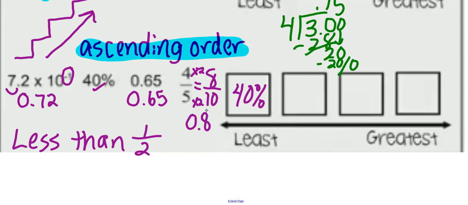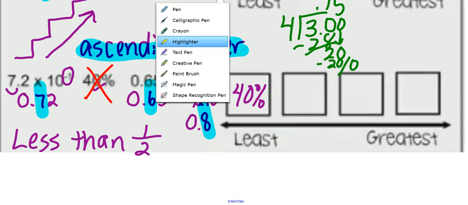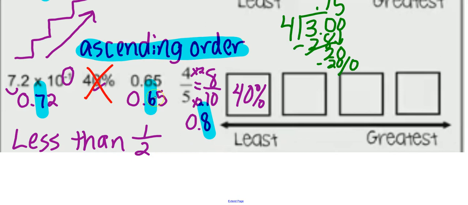All right, now that I've converted, I can place them in order. So we've already dealt with the 40%. We're already done with that one. And now again, I'm going to look at my place value. I've got to look at, they all have a 0 in the ones place. So I'm going to look at my tenths place. And looking at my tenths place, I can see that the smallest one, this one's going to be pretty easy. I'm not going to have to look any further than my tenths place, so I know that 65 hundredths is my next number.